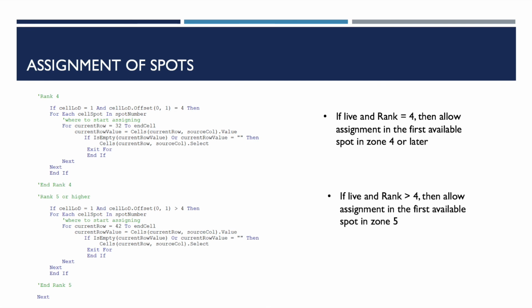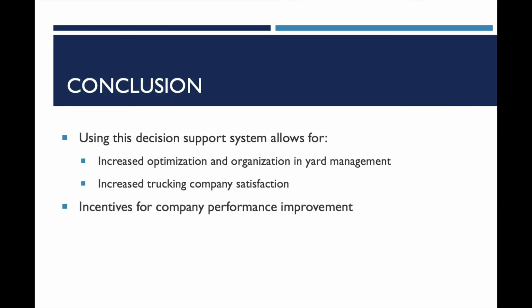Skipping to the live load, rank 4 portion of the code, we can see that the system may not begin looking for the first available spot until after the current row is equal to 32, which is the first spot in Zone 4. Finally, if the rank is greater than 4, the truck must be assigned to one of the spots in Zone 5.